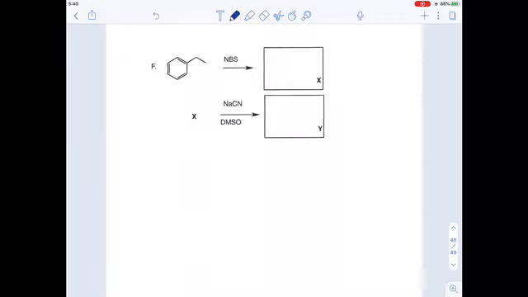For the last question, it is a series of box problems. For the first step, you have to know what NBS does, and NBS is going to add a Br allylic to a double bond. So your product is going to look like this. And then the next step is a reaction we should all be very familiar with. It's going to be an SN2 reaction. So that's going to replace your Br with a CN.